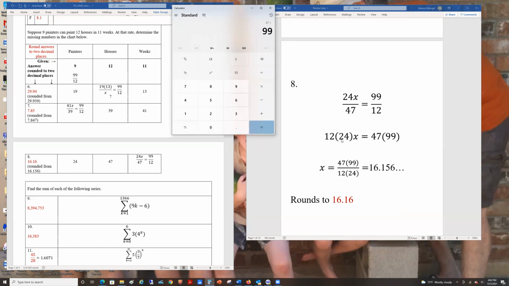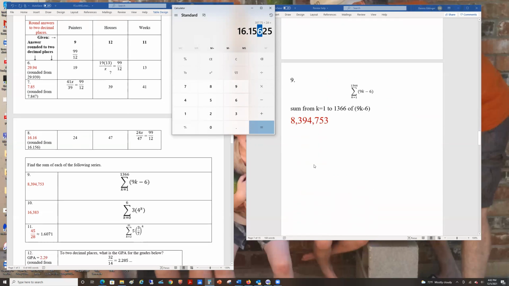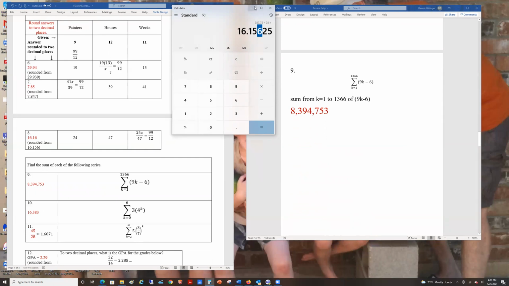At this point, you can divide by 12 and divide by 24 if you want to, or you can write it all out. It just saves time, if you're going to divide by 12 times 24, to just divide it by 12 and then divide it by 24. And voila, 16.16, because this 6 is big enough to bump the second place up from 5 to 6. All right, little series here. We're getting serious.